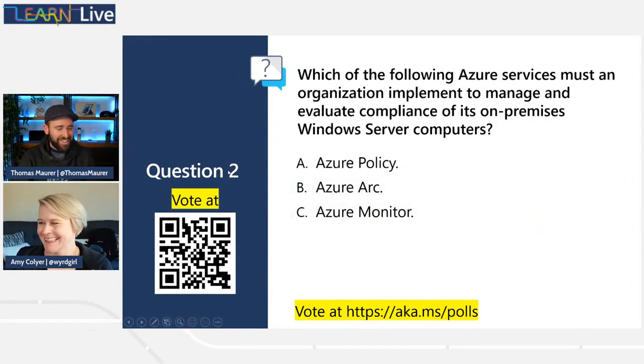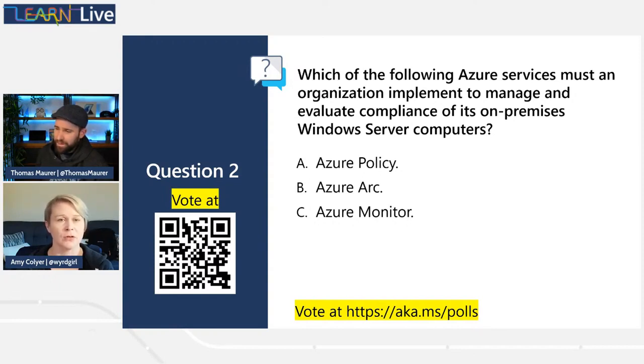So you want to take the next question? Sure. All right. Which of the following Azure services must an organization implement to manage and evaluate compliance of its on-premises Windows Server computers? Could it be A, Azure Policy, B, Azure Arc, or C, Azure Monitor?